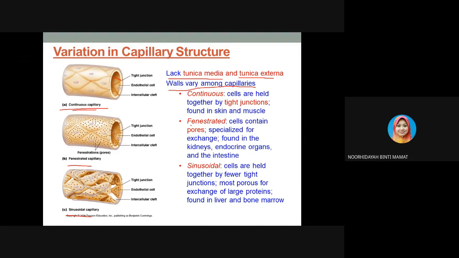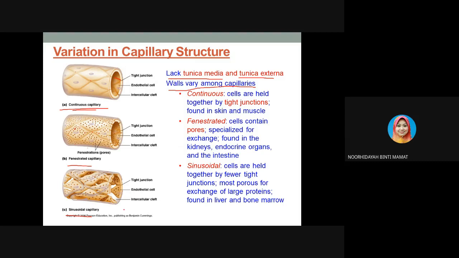While in the fenestrated capillary, the cells contain pores. As you can see from here, they contain pores which are specialized for exchange of fluid. This type of capillary, the fenestrated capillary, can be found in the kidneys, endocrine organs, and also the intestine.